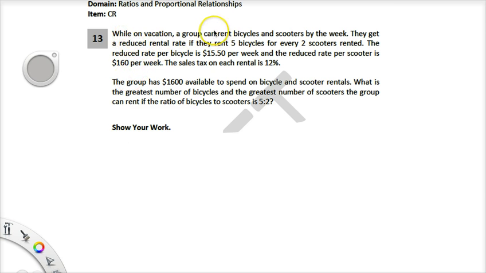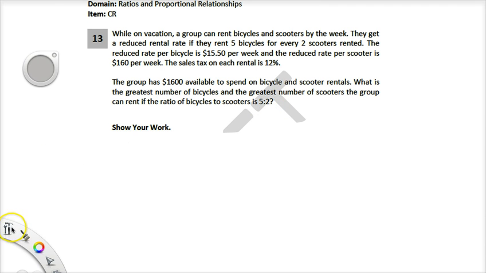While on vacation, a group can rent bicycles and scooters by the week. They get a reduced rental rate if they rent 5 bicycles for every 2 scooters rented. The reduced rate per bicycle is $15.50 per week, and the reduced rate per scooter is $160 per week. The sales tax on each rental is 12%. The group has $1,600 available to spend on bicycle and scooter rentals. What is the greatest number of bicycles and the greatest number of scooters a group can rent if the ratio of bicycles and scooters is 5 to 2?